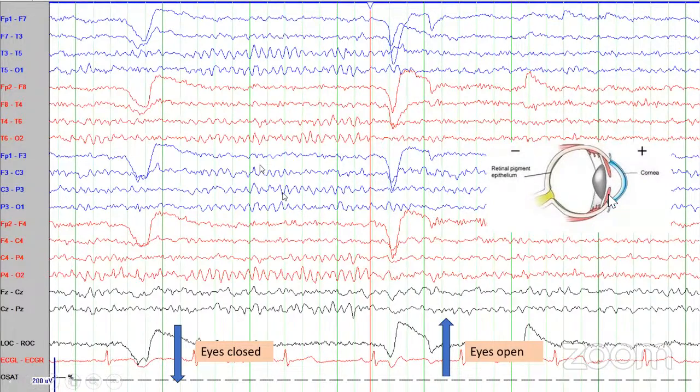When we close our eyes, there is Bell's phenomenon, and the eye goes up. So when it is going up, the electrode is picking up the positivity, which is closer to it. That is why on eye closure, we have a downward deflection. While when we open our eyes, there is a relative downward turning of the eye, and the electrode picks up the negativity, which is now slightly higher up, and that is the eye opening. So this shows the attenuation of the posterior dominant rhythm with eye opening.